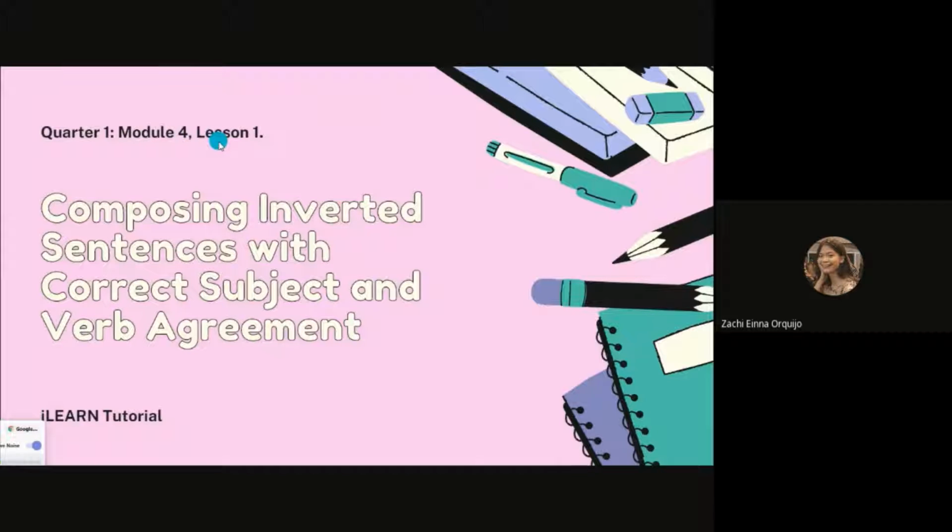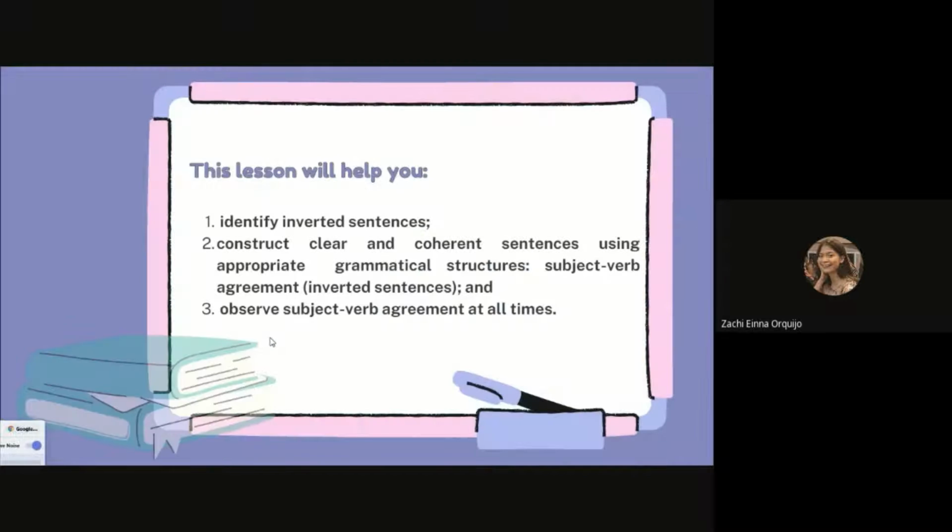Module 4, which we will be having our first lesson for this module. So, ang lesson natin today is composing inverted sentences with correct subject and verb agreement. So, the things that this lesson will help you to identify inverted sentences. Ano nga ba pag sinabi nating inverted sentences?